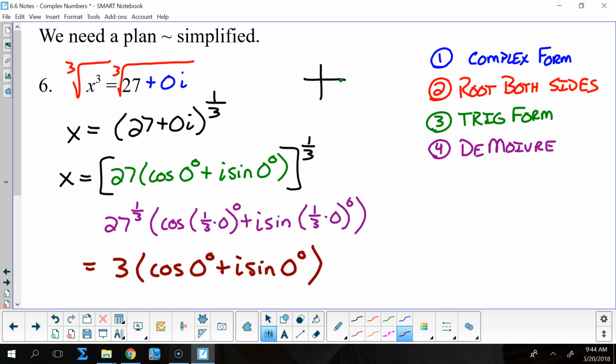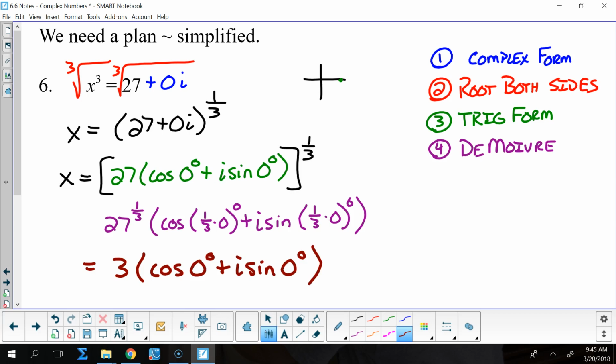Right? Now, the nice thing about roots and solutions to equations and stuff like that is we're only going to ask for them in trig form. So you can leave it like that. You don't have to convert it. Okay? We can leave it just like that.